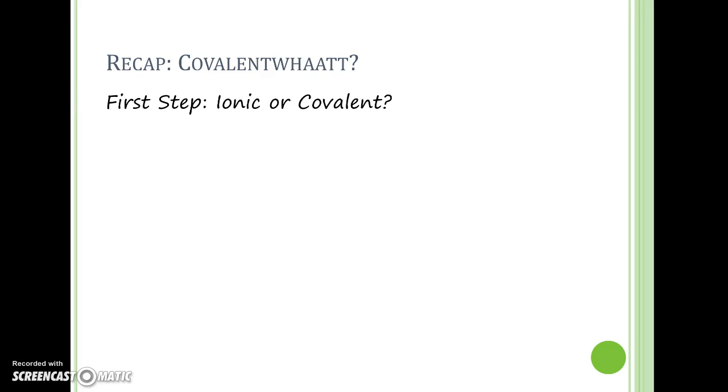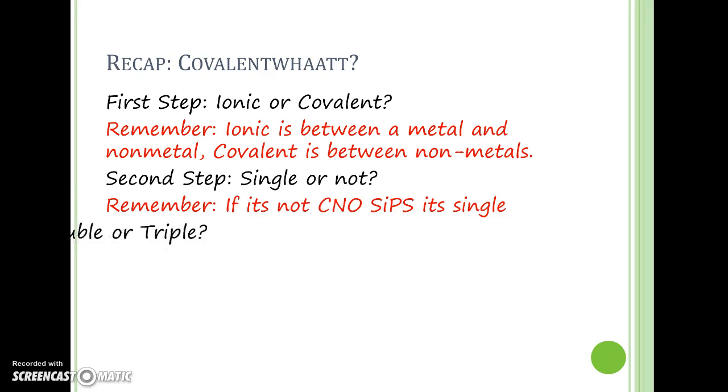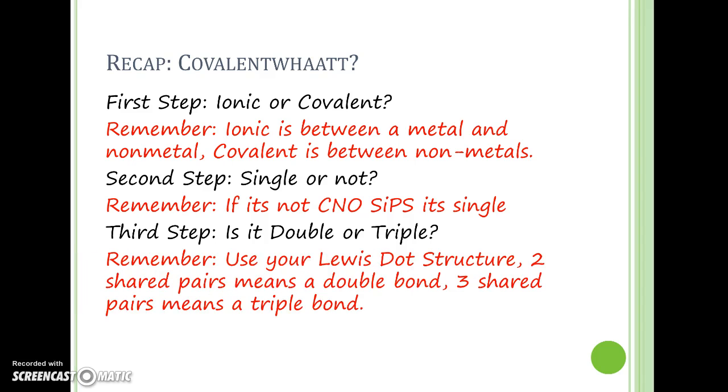So the first step is ionic or covalent. Then your second step is to use CNO SIPs to determine if it's single or not. Then your third step is, if you know it's not single, you have to determine whether it's double or triple, and you have to use your Lewis dot structures for that.